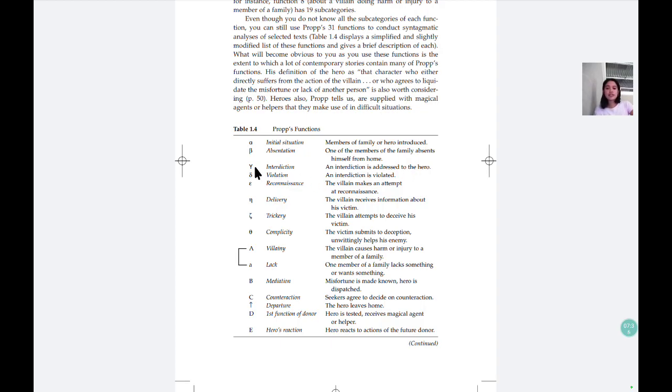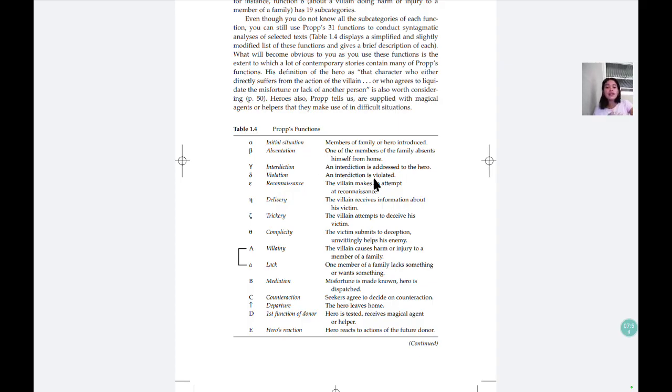The third one is Y, interdiction. An interdiction is addressed to the hero. The next one is violation. An interdiction is violated.